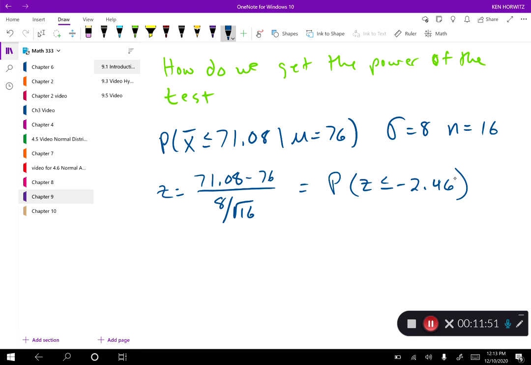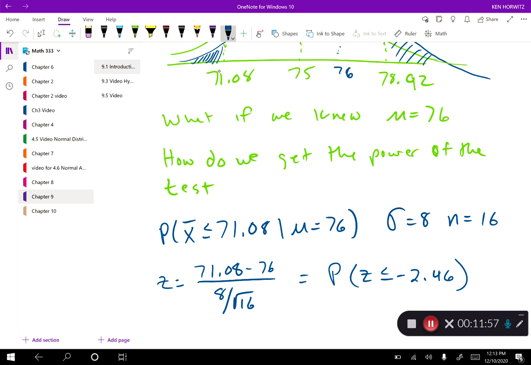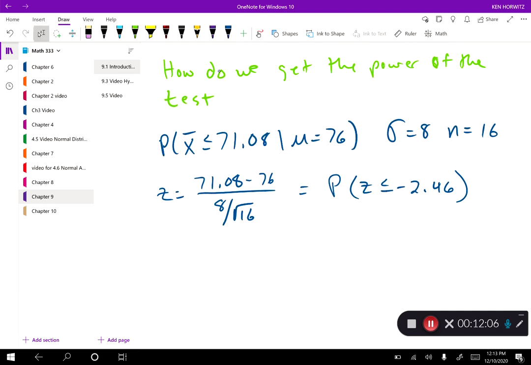I would say pause the video anyway, because you need to take that negative 2.46, which would be on this side of the graph, and get the area to the left. I'll come back around, I'll give you the area. All right, so you looked up the area. I got it equaling 0.0069. And again, those z charts cut off at different decimal places. So if yours cuts off at a different decimal place, that's fine. It should be very, very close to that.